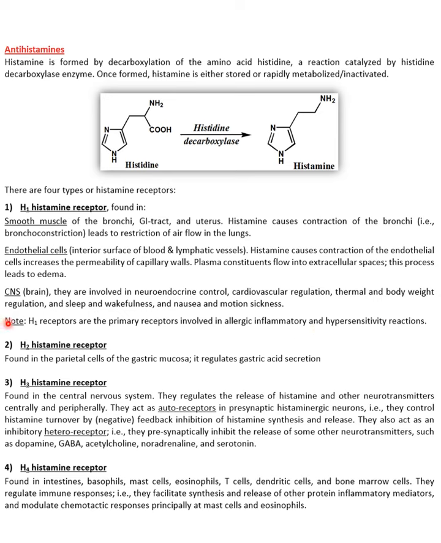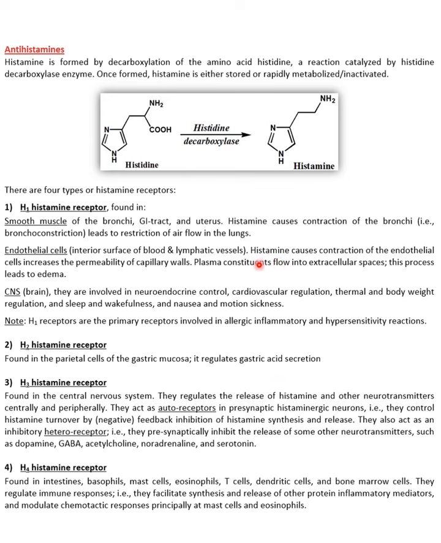Like in this case, we could design inhibitors for the H1 receptors that will take care of these symptoms of bronchoconstriction and edema resulting from the allergic reactions. We can also design drugs specifically for the H1 receptors to help as a sleeping aid and even to help with nausea and motion sickness. And we can design certain drugs to target the H2 histamine receptors to treat the diseases resulting from increased acid secretion.